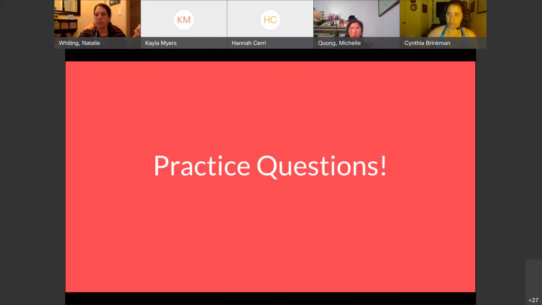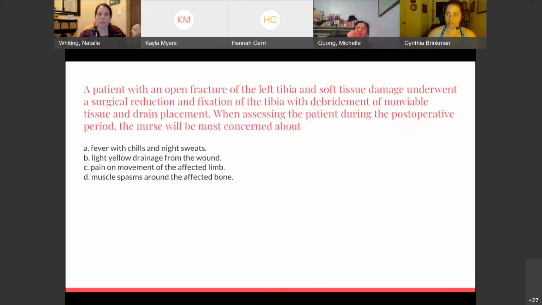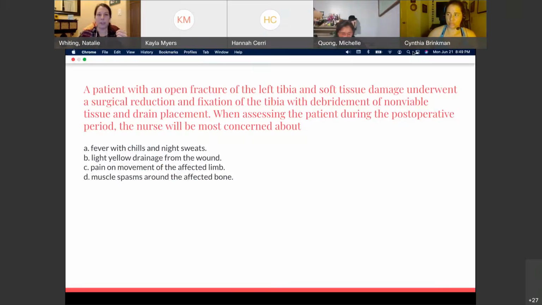Okay, practice questions. A patient with an open fracture of the left tibia and soft tissue damage underwent a surgical reduction and fixation of the tibia with debridement of non-viable tissue and drain replacement. When assessing the patient during the post-op period, the nurse will be most concerned about: A, fever with chills and night sweats; B, light yellow drainage from the wound; C, pain on movement of the affected limb; or D, muscle spasms around the affected bone.